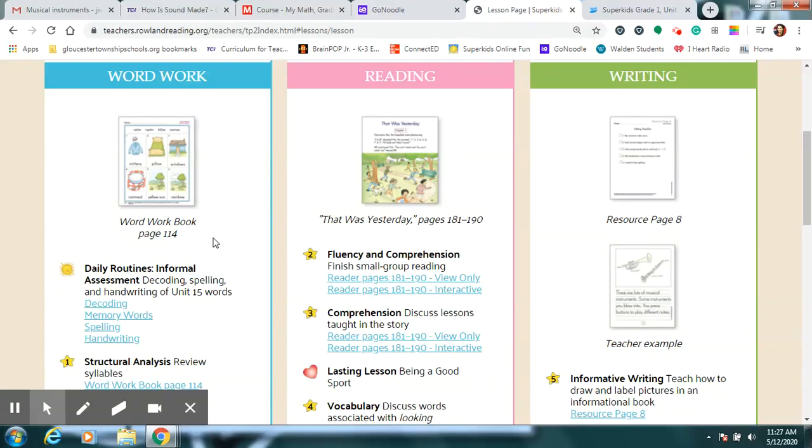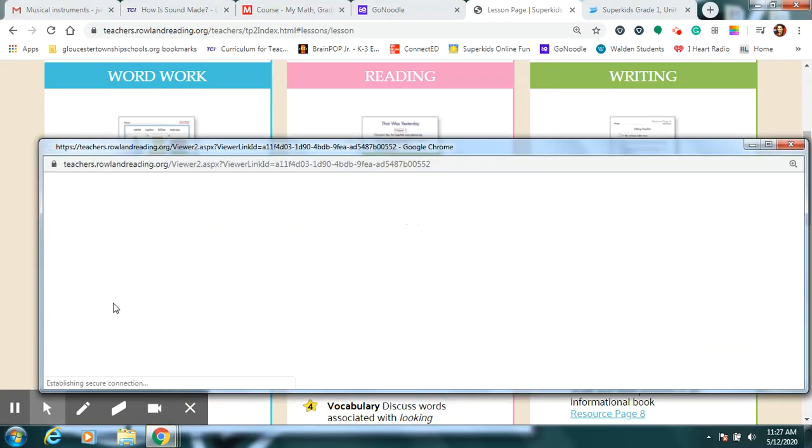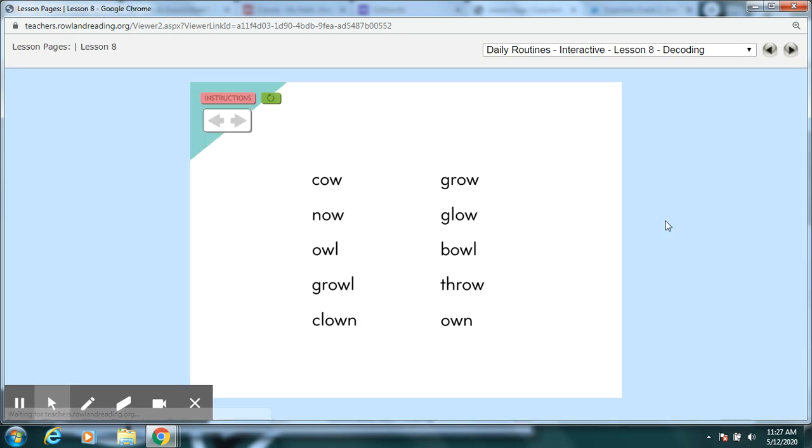On today's lesson for decoding and spelling, we are going to be practicing memory words and the OW words that say O. So remember, sometimes OW words say ow. What's that one? Cow. And sometimes OW words say O. What's this one? Gr-o.